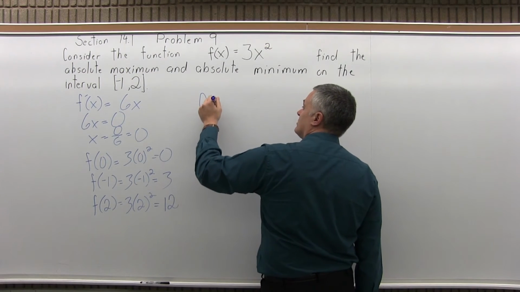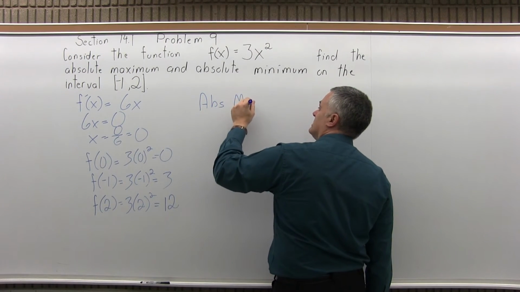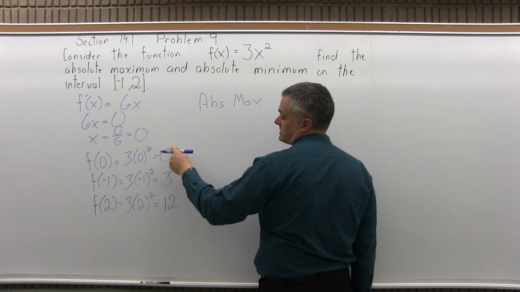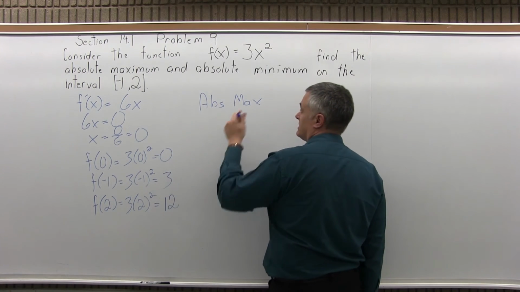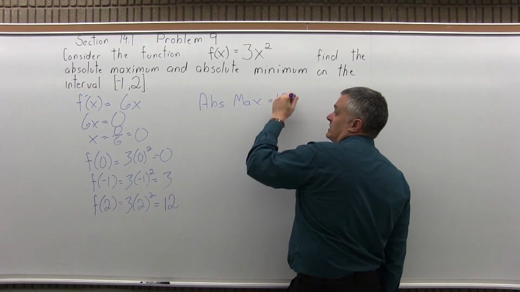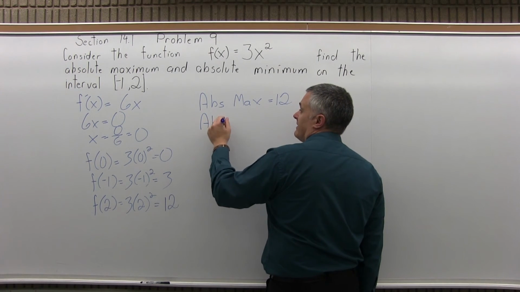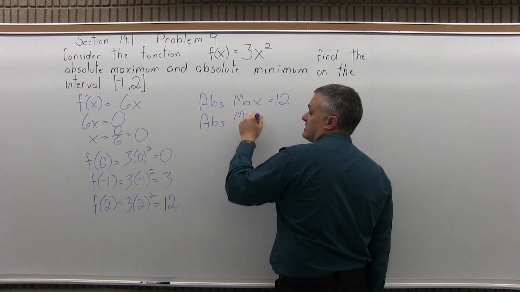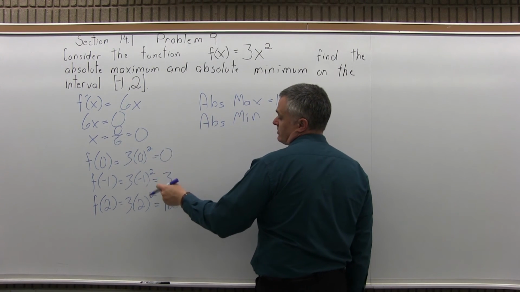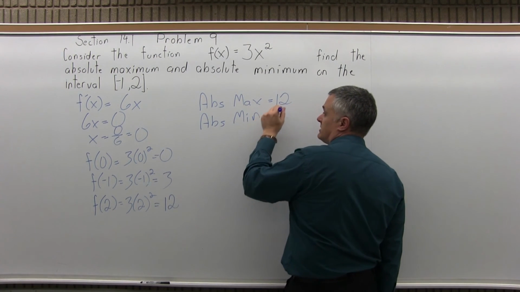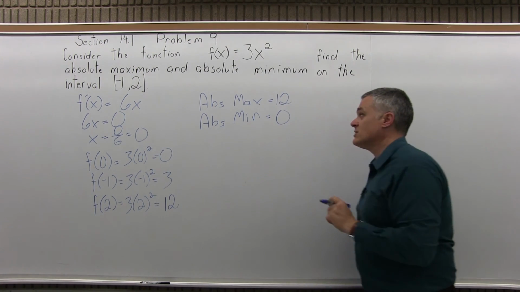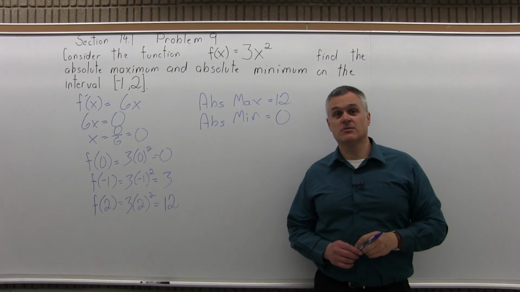So the absolute maximum for this problem is the largest value, choosing from 0, 3, or 12. Well, 12 is the biggest of the ones I have to choose from. So the absolute maximum is 12. And the absolute minimum is the smallest of the values, 0, 3, or 12. Well, 0 is the smallest, so that's it. That's the answer. Absolute maximum is 12, and absolute minimum is 0.